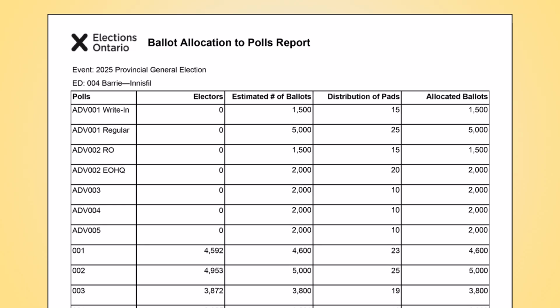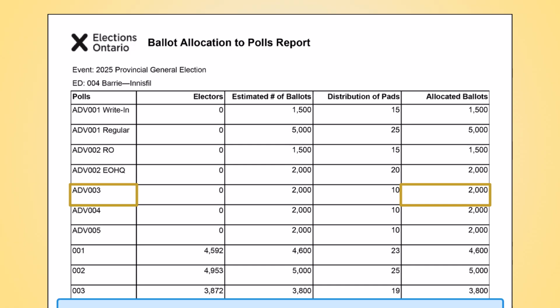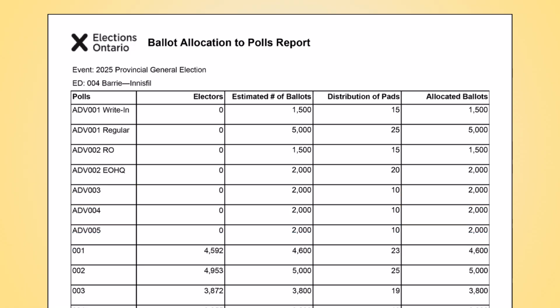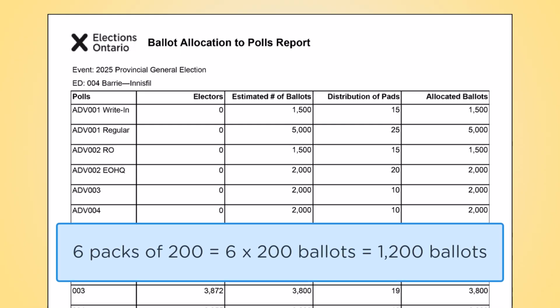For example, ADV 003 only issued 620 of the 2,000 ballots that were allocated. This leaves 1,380 unused ballots. In this situation, you can reallocate some of the unused ballots. Since only ballots in unopened packs of 200 can be reallocated, let's reallocate 6 packs, or 1,200 ballots.